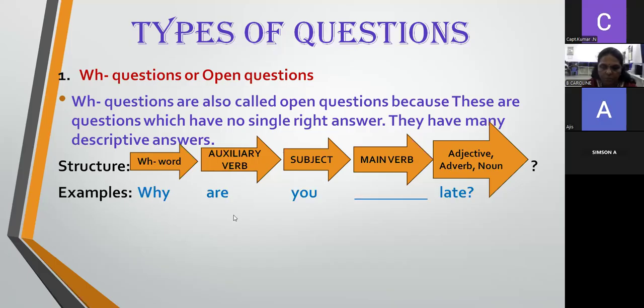Let's see the examples. Why are you late? Here, why is the WH question word. It is called a WH question because most of the question words start with WH, like why, what, when, where, who. So most of them start with WH, so that's why it is called a WH question. See this question: why are you late? Here, why is the WH word. Are is the auxiliary verb. You is the subject. There's no main verb because it is asking the reason, and late.